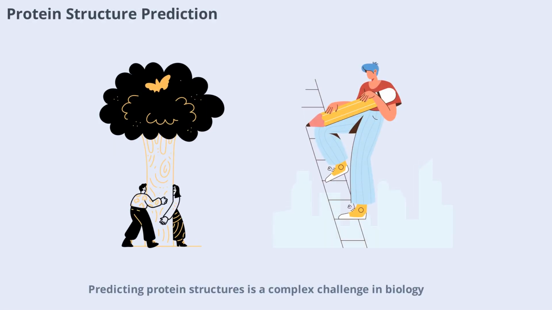Predicting protein structures is a complex challenge in biology. Evolutionary algorithms help researchers explore the vast space of possible protein conformations, searching for the most stable and functional structures. By simulating the evolutionary process, these algorithms can identify protein shapes that are likely to occur in nature, aiding in drug discovery and understanding disease mechanisms.